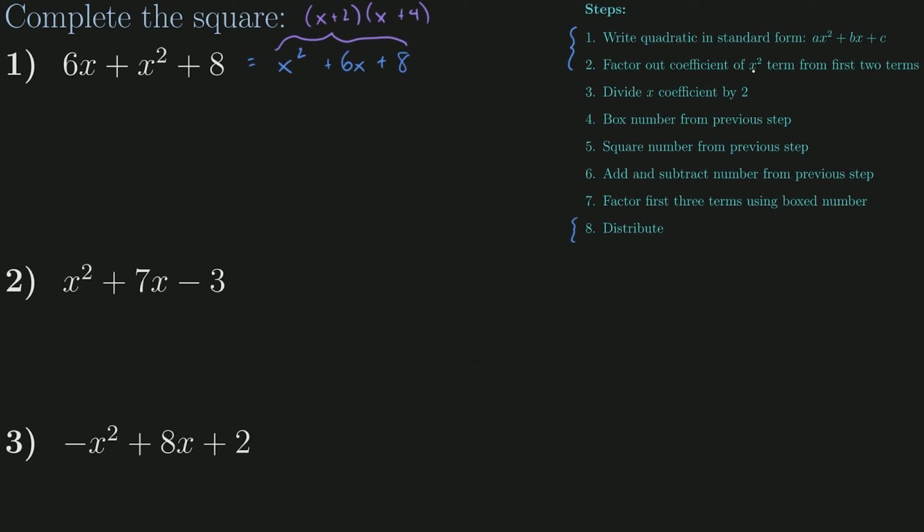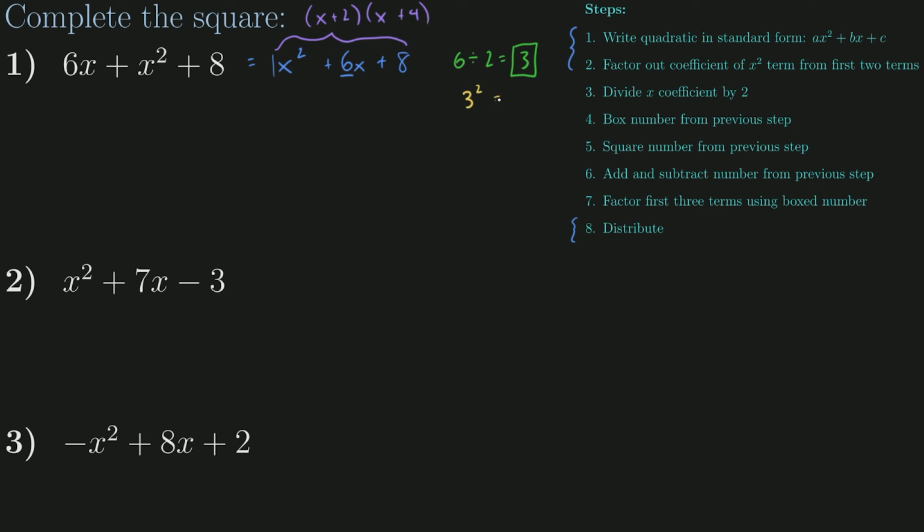Factor out the coefficient of the x squared term from the first 2 terms. For our example, the coefficient of x squared is just 1, and it's really never necessary to factor out the 1. So step 2 is not really applicable to this problem. Step 3. Divide the x coefficient by 2. That's going to be this number here. 6 divided by 2 is 3. Step 4 says to put a box around that number, because we're going to use that later.